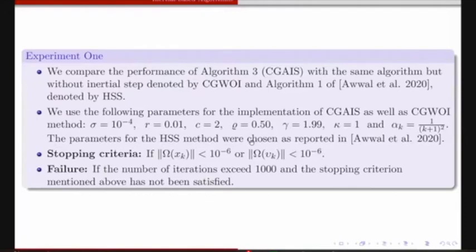We set the following parameters, and our stopping criterion is this: whenever the norm is less than or equal to 10 to the power minus 6, then we can conclude that we have an approximate solution. And we declare failure if the number of iterations exceeds 1,000 and this stopping criterion has not been satisfied. Then we say the method has failed.